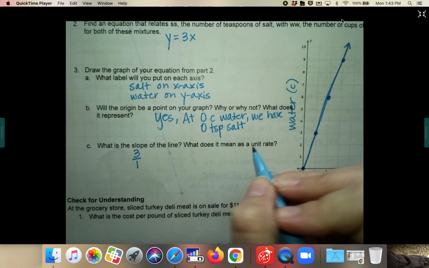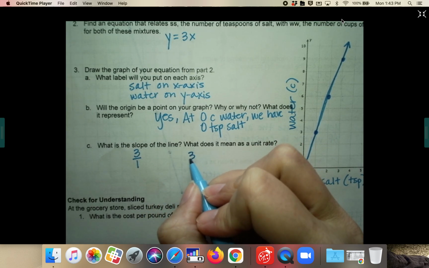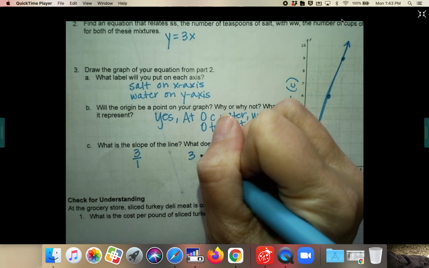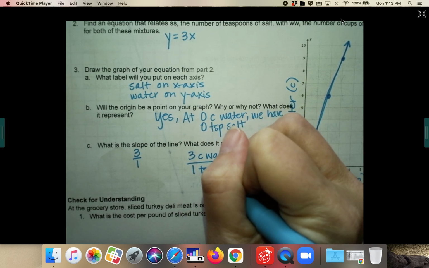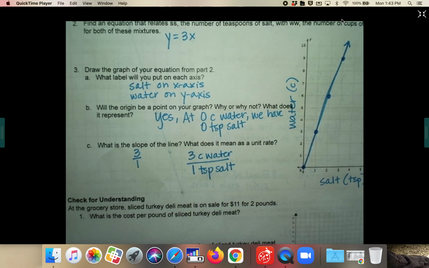What does the line mean as a unit rate? It means 3 cups of water per 1 teaspoon of salt.